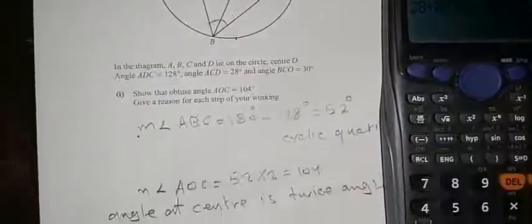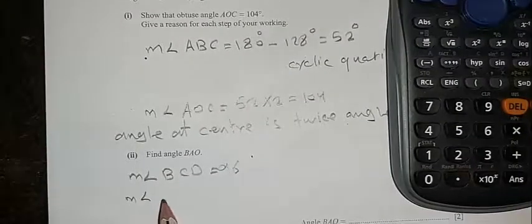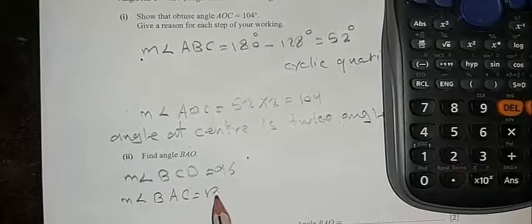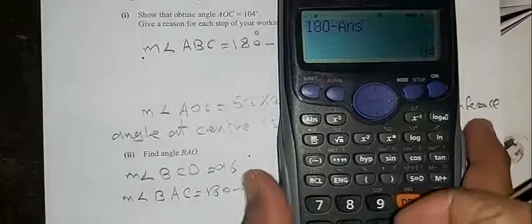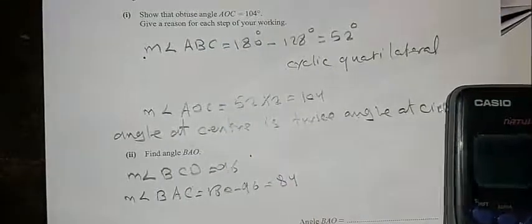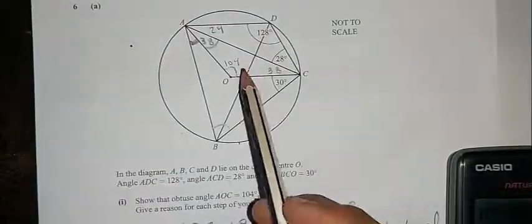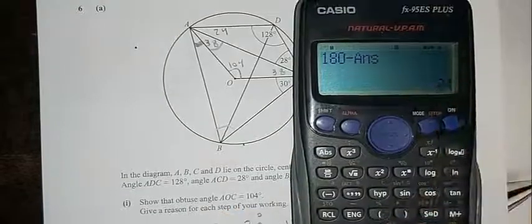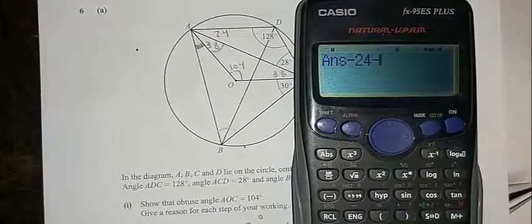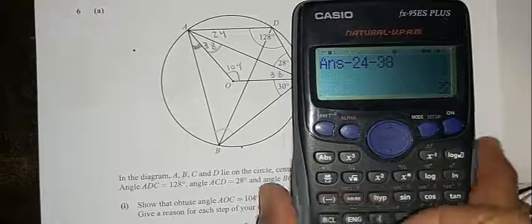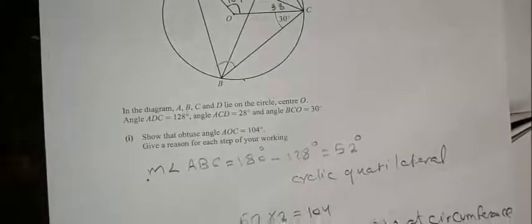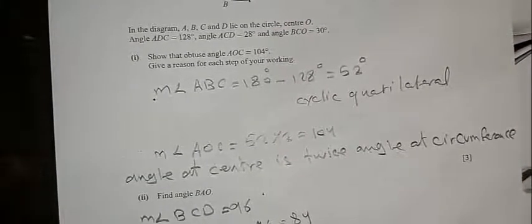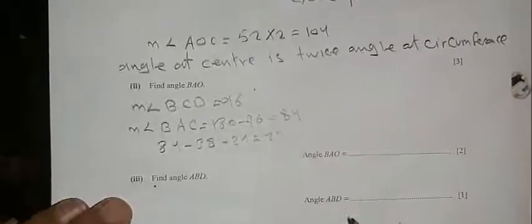We will write this here: measure of angle BAD equals 180 minus 96. 180 minus this answer is 84. So this big angle here is 84, so we can subtract 24 and subtract 38 from this 84. 84 minus 24 minus 38 equals 22. 84 minus 38 minus 24 is 22 here.